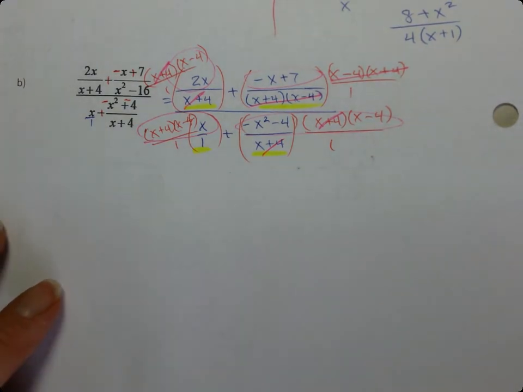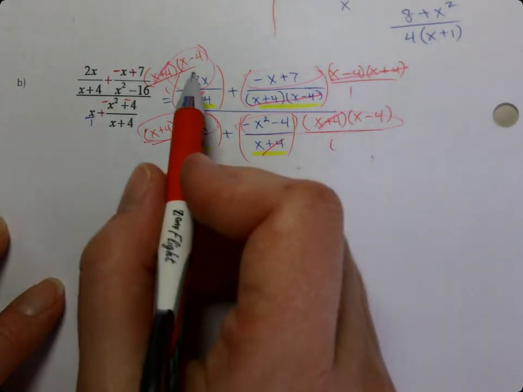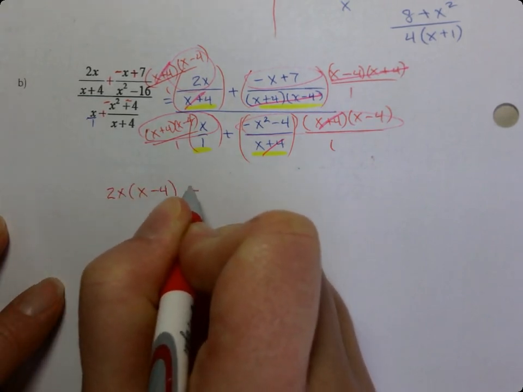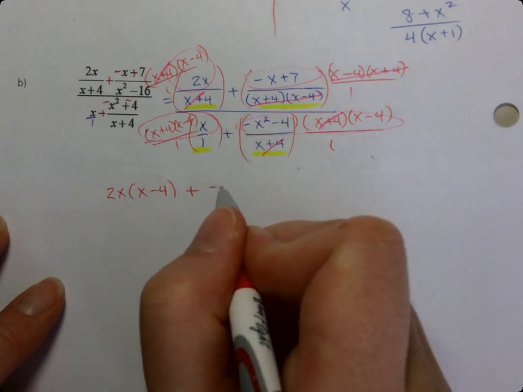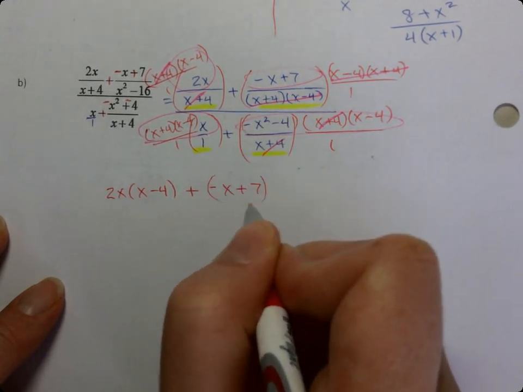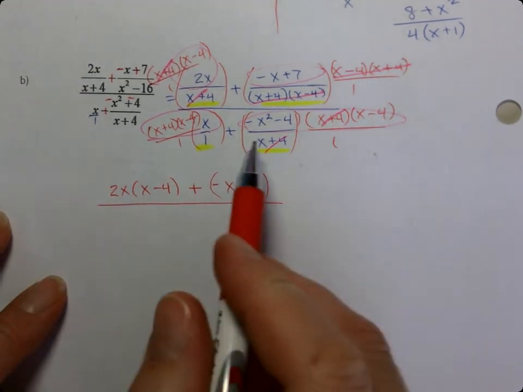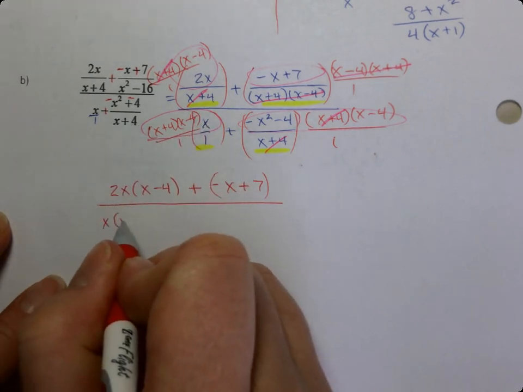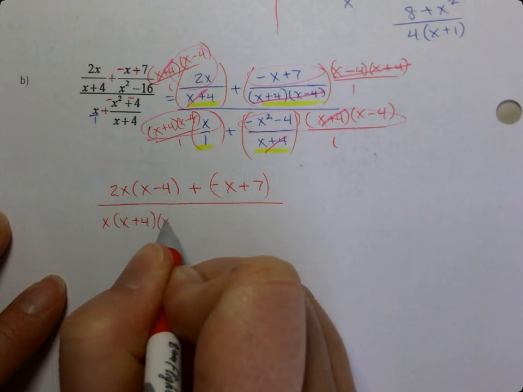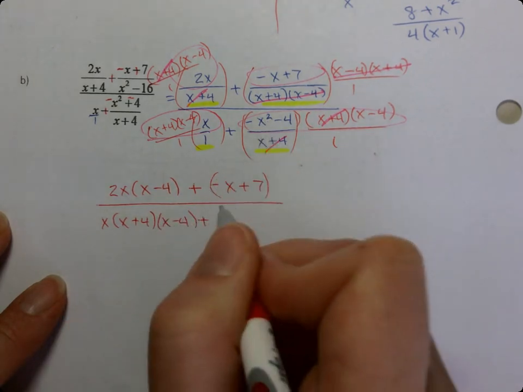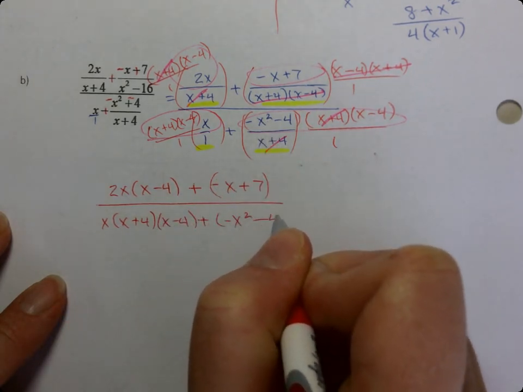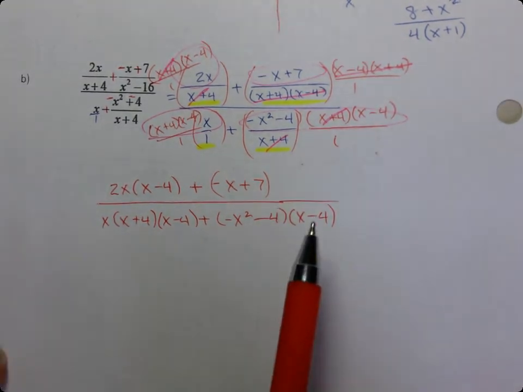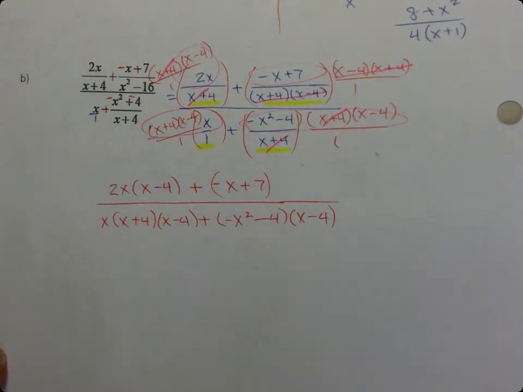So I know you might not think this is the nice part, but let's look at what's left. The top has a 2x and an x minus 4 plus, so I don't have to worry about a minus sign, just this negative x plus 7. That's sort of the left and the right. My denominator, all of these are gone on the bottom, but we have this piece up here. We have an x, x plus 4, x minus 4, plus, and then we have this negative x squared minus 4, x minus 4. Again, I chose to deal with our negative sign before we started so I don't lose it.